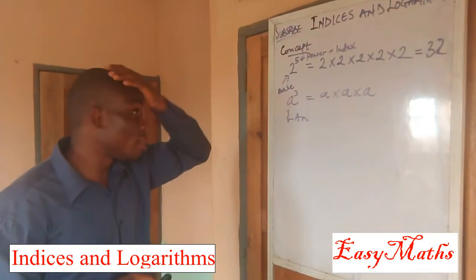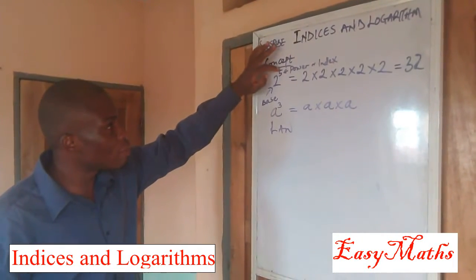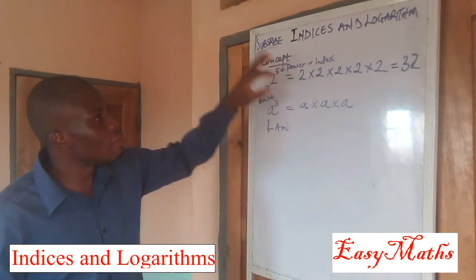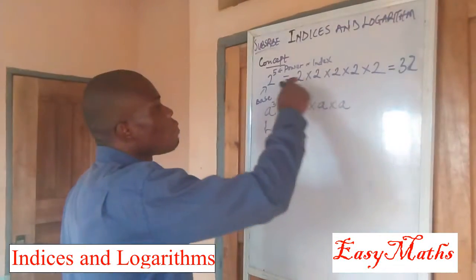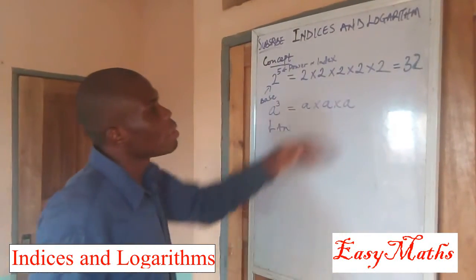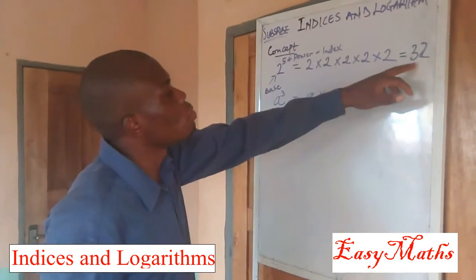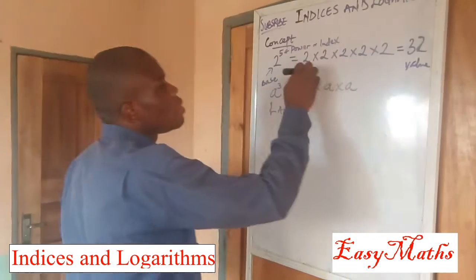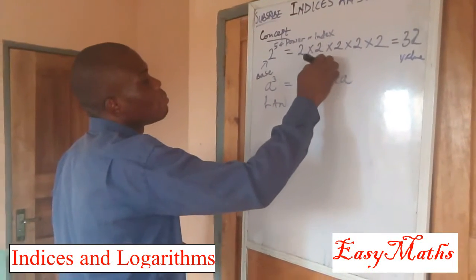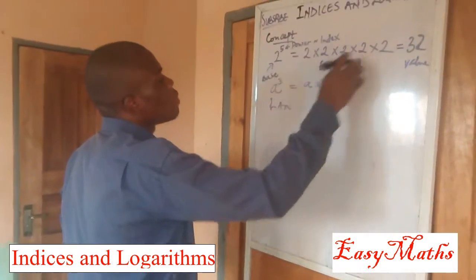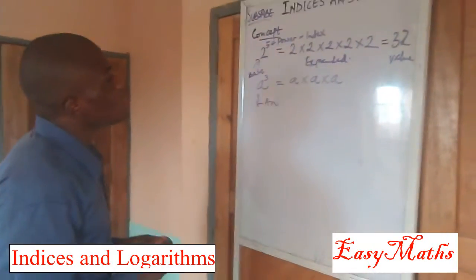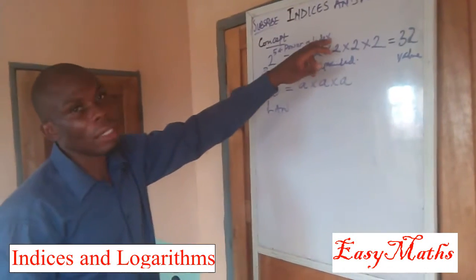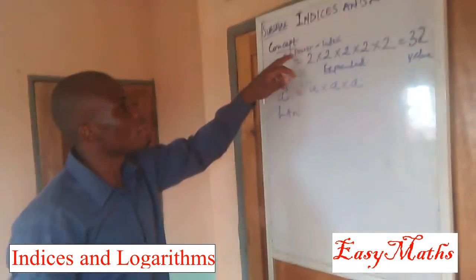So the concept of indices, like you've seen on the board, 2 raised to power 5 is the same thing as 2 multiplied by itself 5 times, and the value is 32. So you have 2 times 2 is 4, 4 times 2 is 8, 8 times 2 is 16, and 16 times 2 is 32. This is the value of 2 raised to power 5. This is the expanded form, while this is the index form. So you have 2 as the base, while 5 is the power or the index.